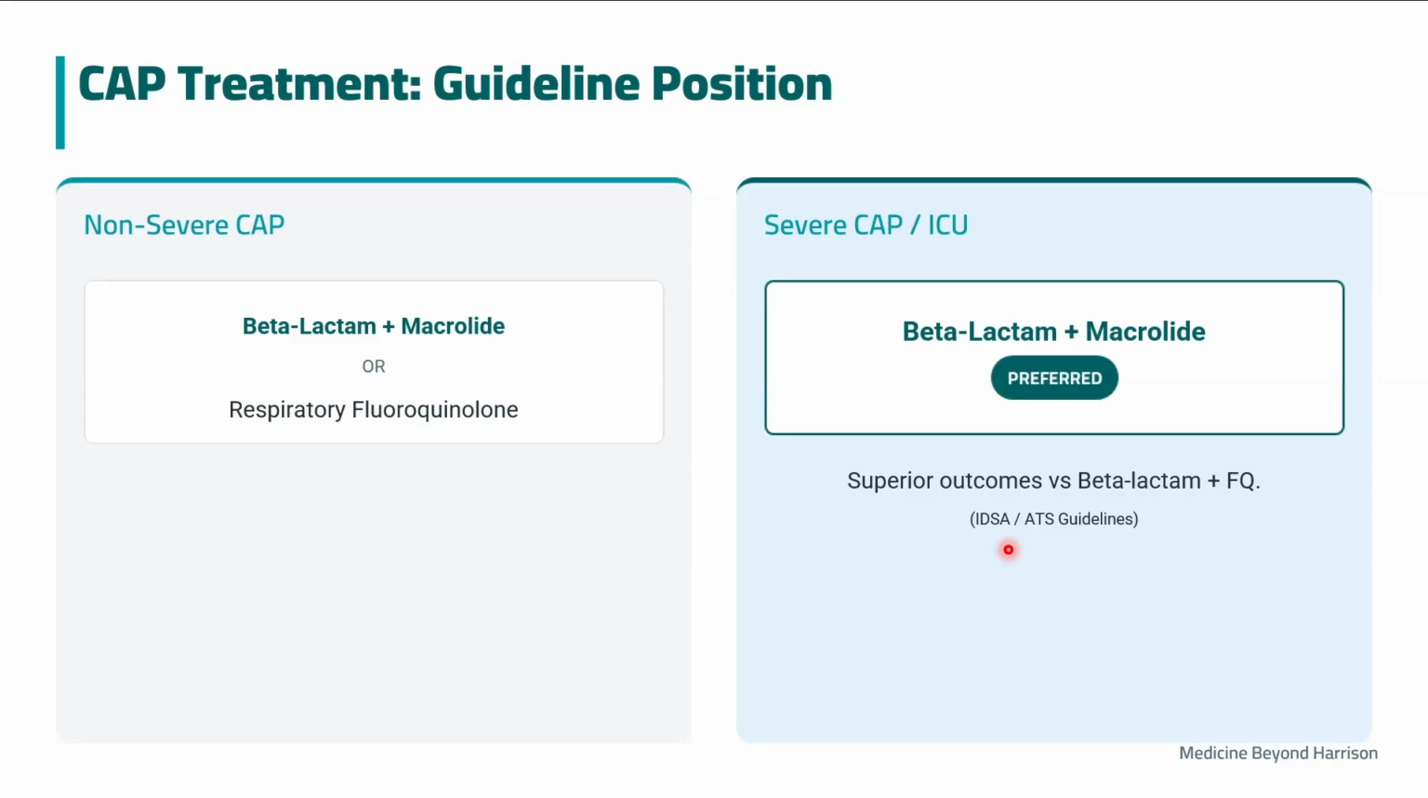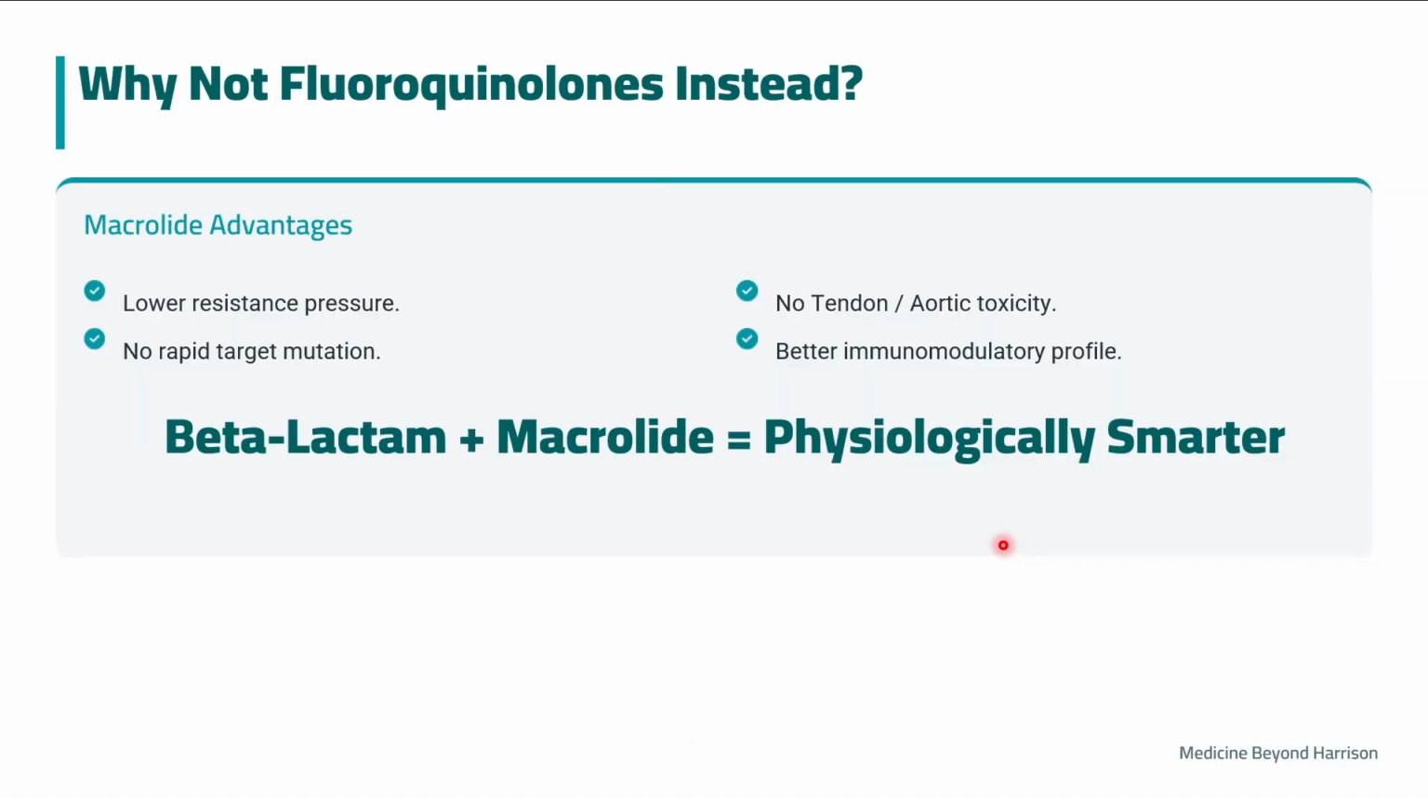If the macrolide is contraindicated or has potential side effects in a patient, you can prefer a tetracycline, such as doxycycline. It's also equally beneficial. For that, we have to know the adverse effects and contraindications of macrolide antibiotics, which we'll go through in the upcoming slides. So why not fluoroquinolones? What are the advantages of macrolides? That will decide why we don't use fluoroquinolones. Macrolides have lower resistance pressure, no rapid target mutation, no tendon or aortic toxicity, and a better immunomodulatory profile.